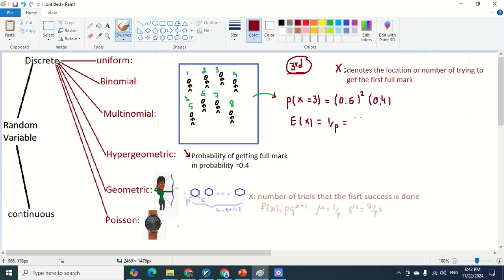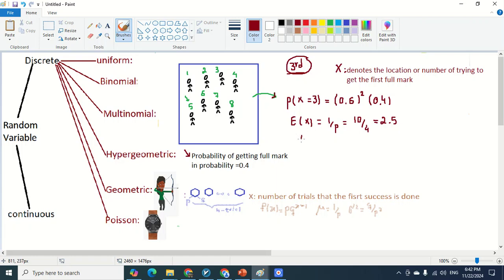So the probability of getting the first success over there, 1 over p, should be calculated, and it's 0.4, so it will be 10 over 4, and it will be 2 point something. So indeed, in the case that we have, it is 2.5, which means that between the second and the third try we expect to get the first success, or the full mark. It means that the teacher in the third try for sure should get the first full mark of the grades.